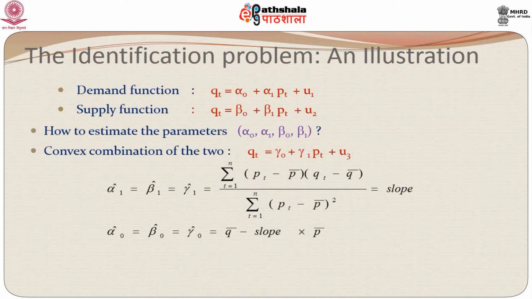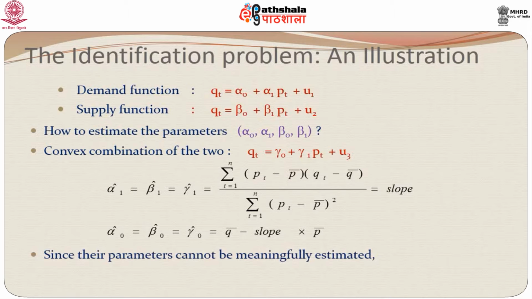And we saw that alpha 1 hat, beta 1 hat, gamma 1 hat, given the same set of observations Pt and Qt for say n observations, turns out to be the same. So, once we get this slope, it can stand for alpha 1, it can stand for beta 1, it can stand for gamma 1. Similarly, for the intercepts alpha naught, beta naught and gamma naught, all three would be given by the same intercept, q bar minus slope into p bar. In that case, we say that the parameters cannot be meaningfully estimated.